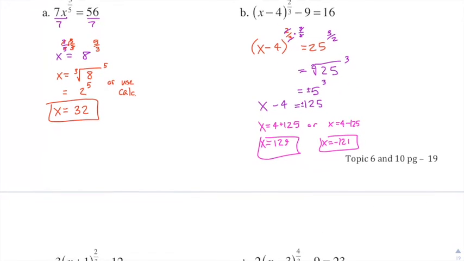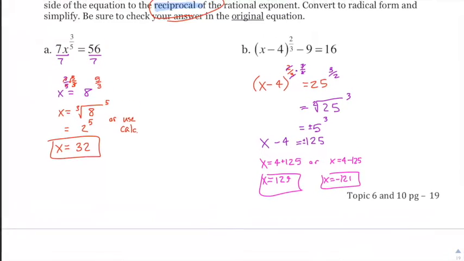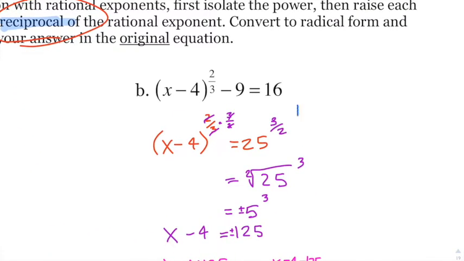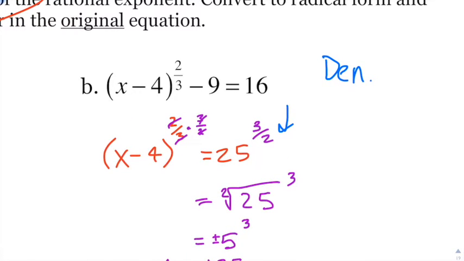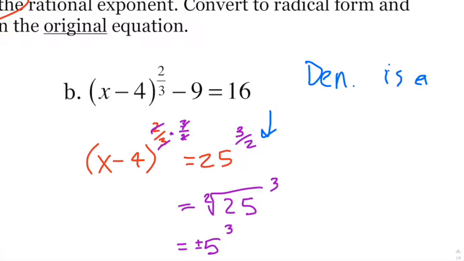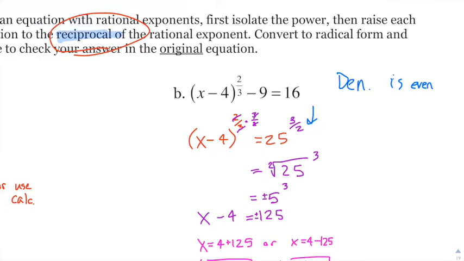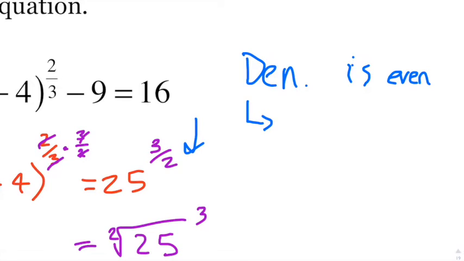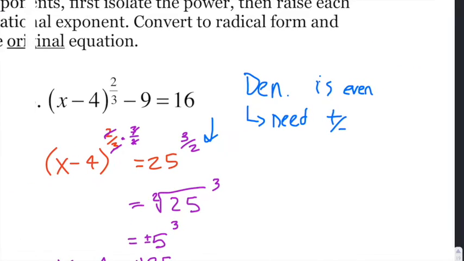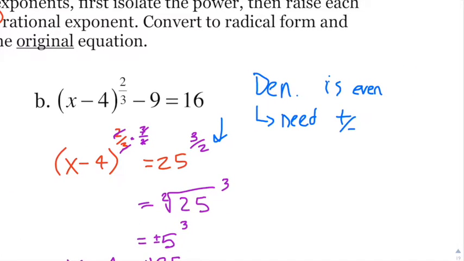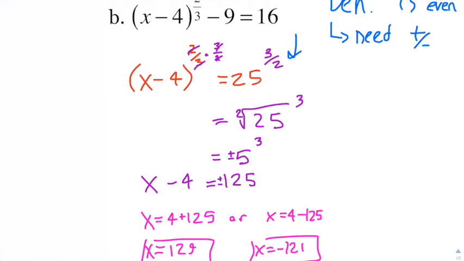So here's a big question I always get. How do you know if you need to do it plus or minus? If you look here, if the denominator of your fraction after you raise it, so after you do the reciprocal of both sides, if the denominator is even, that means it's going to be like a square root, which means you need a plus or minus. If the denominator is even, then you need a plus or minus symbol with these here. For example, that denominator was 2. So that was like a square root, which means we need to do plus or minus.